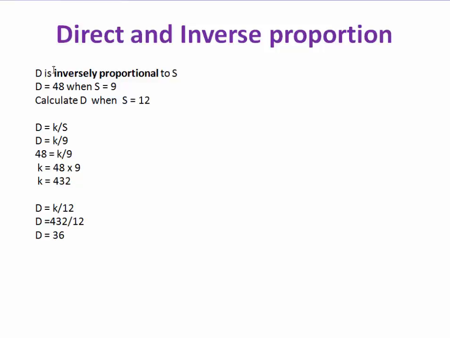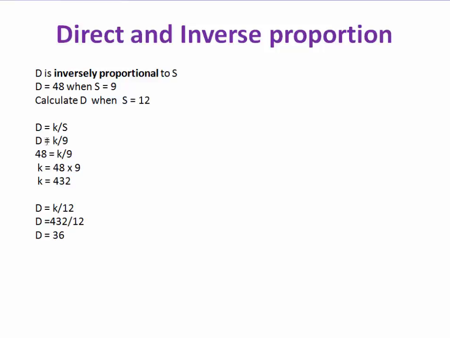Here we're told, read the question, D is inversely proportional to S. And then when D equals 45 and S equals 9, calculate D when S equals 12. So again, we've got to work out our k. Inversely proportional, y equals k divided by S, or in this case, D equals k divided by S.